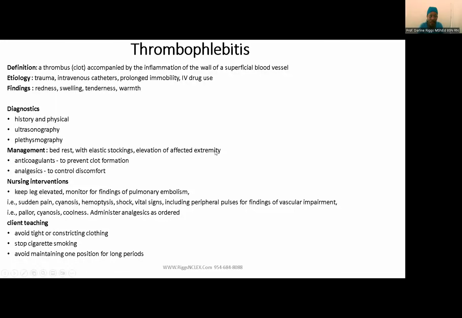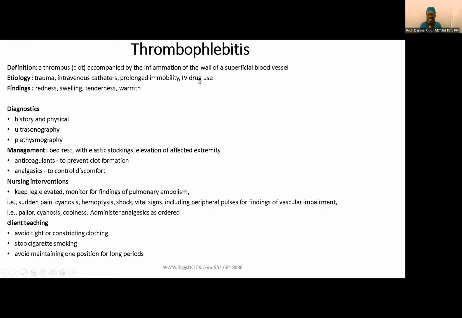So it's a case study on thrombophlebitis. There's a clot, thrombo, hence the root word thrombus, in the blood vessel. Nasty condition. There's going to be inflammation in the wall and it's going to block the way. That's a problem. Lots of causes for these: IV drug users, prolonged immobility.